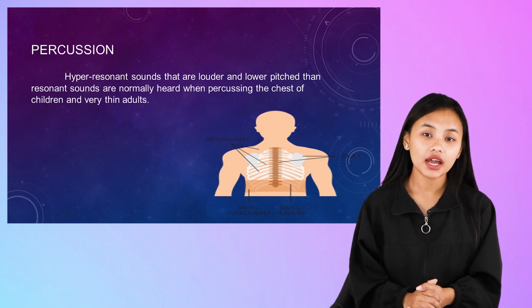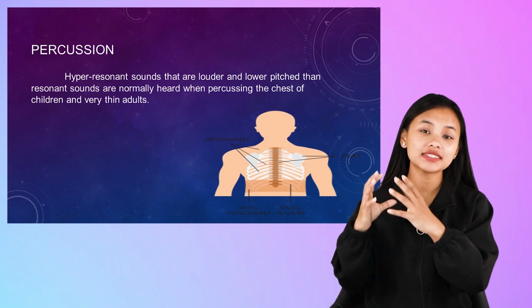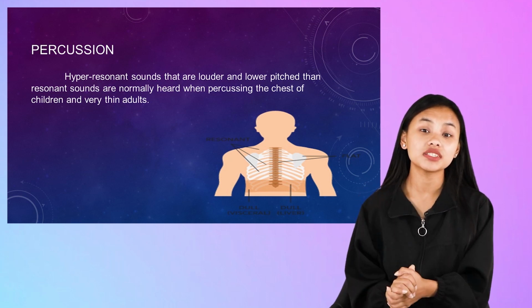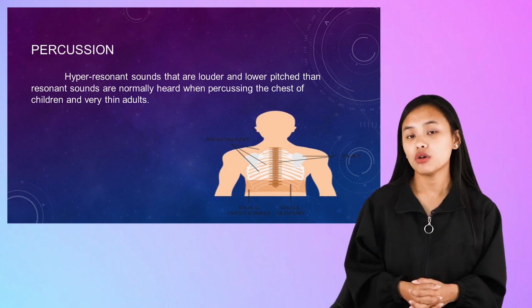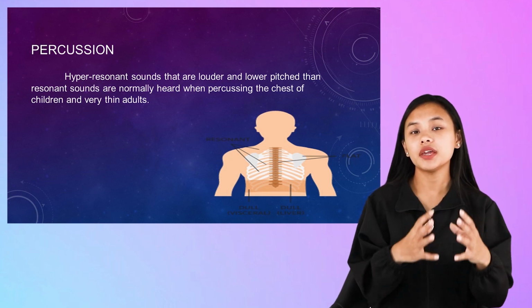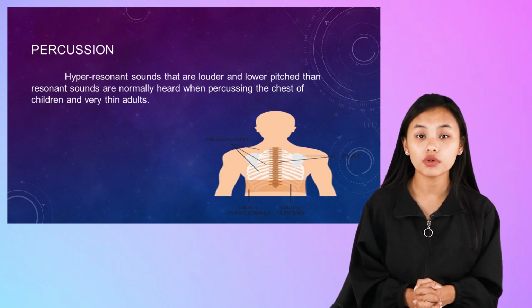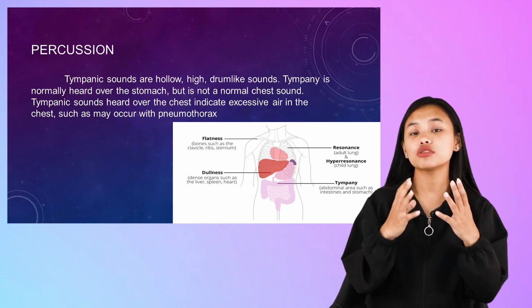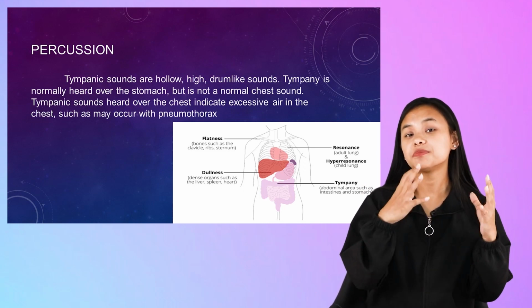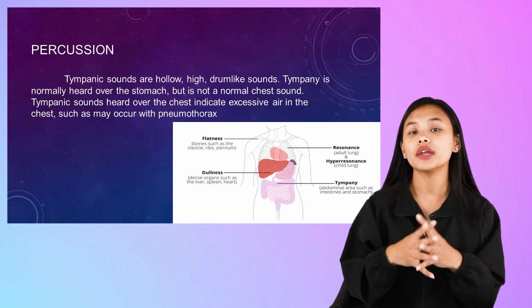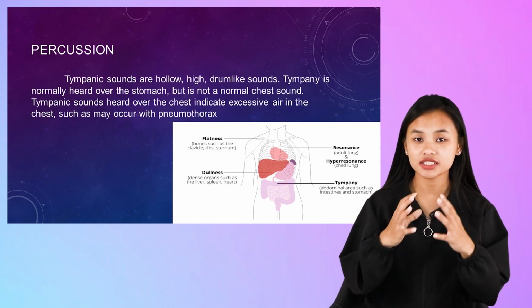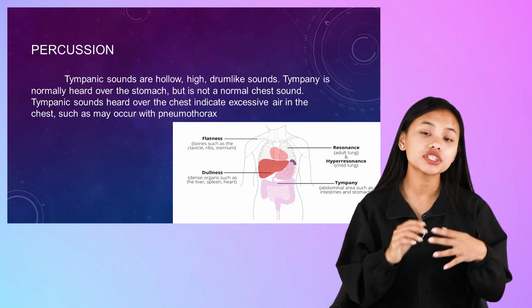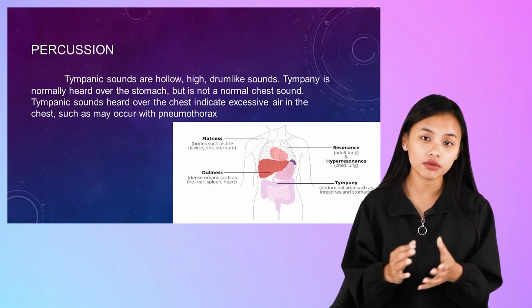And if you find that on one side of the chest there is an area where this hyperresonant sound is heard, then it can also indicate that the client may be suffering from pneumothorax. And when we perform this percussion, we can sometimes also hear the tympanic sound. This tympanic sound is a hollow, high, as well as a drum-like sound. And this tympanic sound is normally heard over the stomach, right?